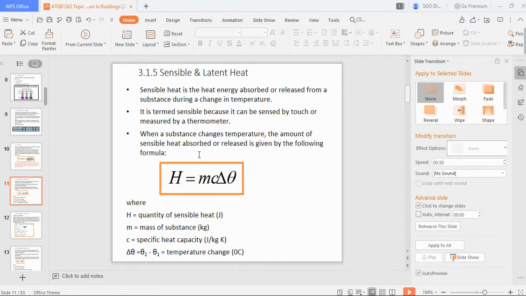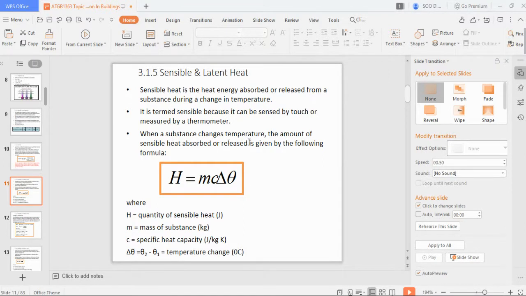Okay, next we have our sensible heat. Sensible heat is the heat energy absorbed or released from a substance during a change of temperature. This is termed sensible because it can be sensed by touch and measured by thermometer. So increase or decrease of temperature is a sensible heat.